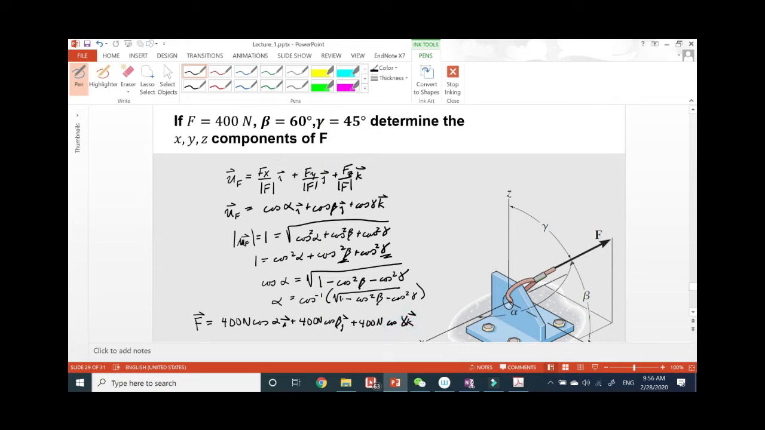All right, so I would let you, with your calculator, go ahead and plug in what the cosine of these terms are, since now you can easily solve for alpha, and beta and gamma are already given. So this is how you would set up a problem like this one, and you can define what the components of F are.